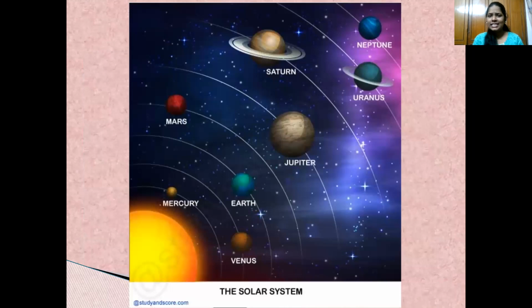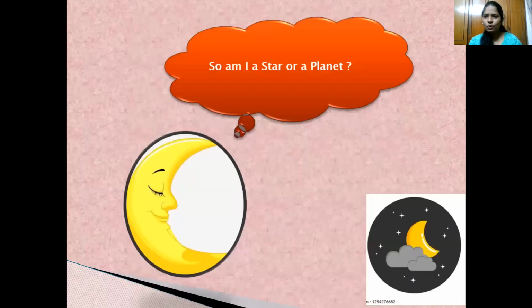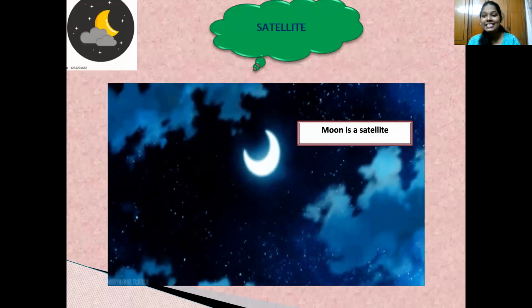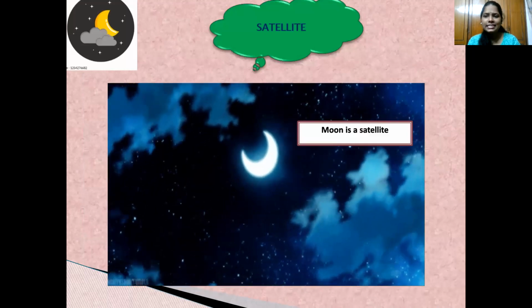I have given you the example of our planet Earth, but there are other planets also. In our solar system, we have 8 planets, right? Now we have studied star and planet, so is the moon a star or a planet? It is not a star, nor is it a planet. It is a satellite. So the moon is a satellite.